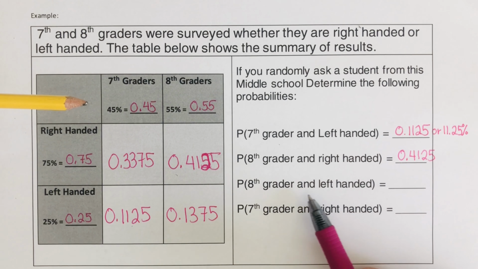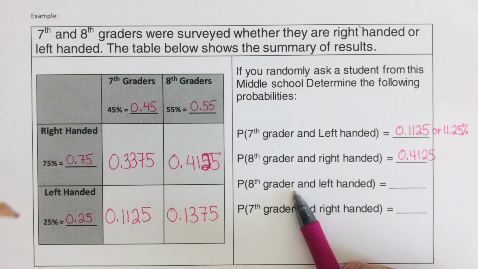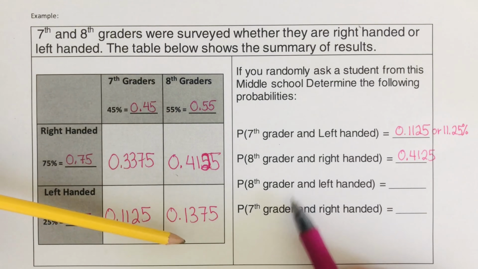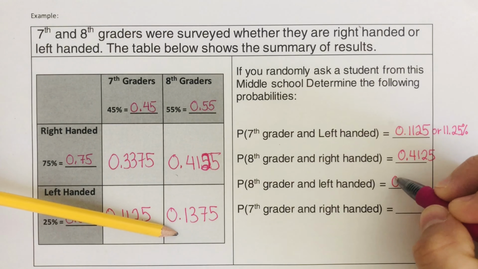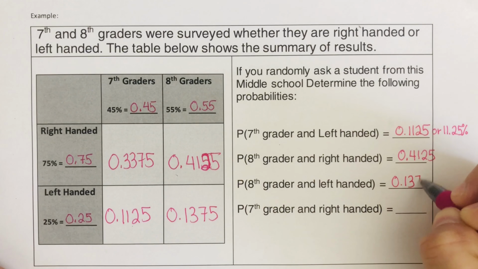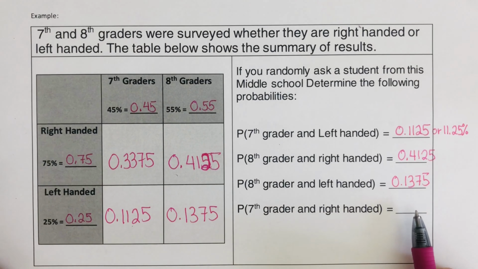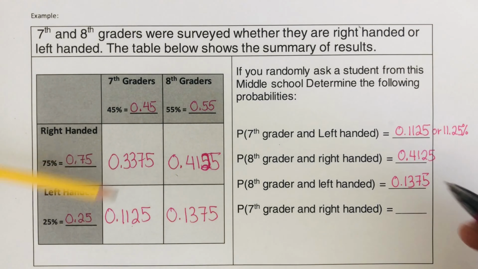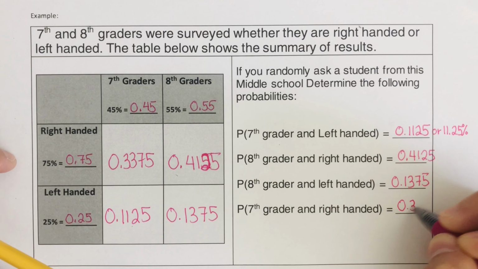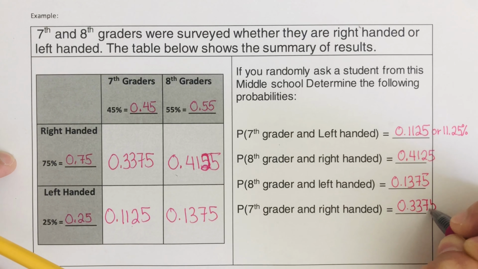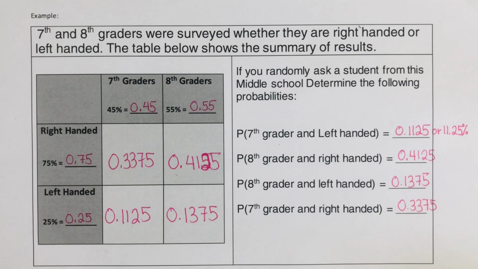And then the next one here is 8th grader and left-handed. 8th grader left-handed is 0.1375. And then 7th grader and right-handed. So 0.3375. Did you get the same answers as this?